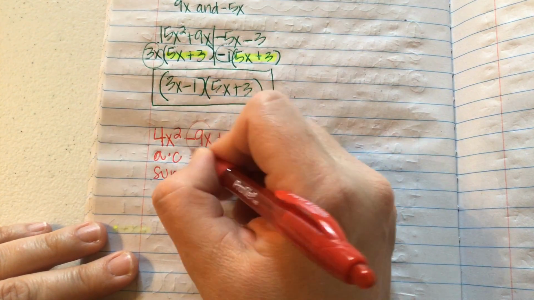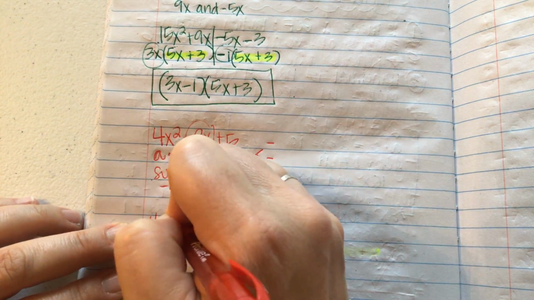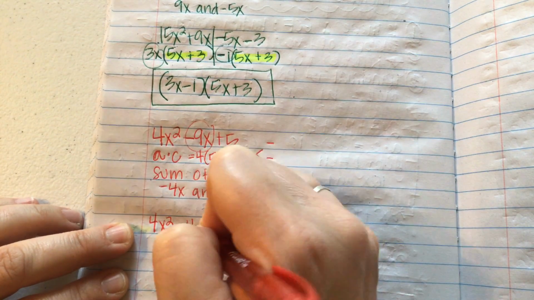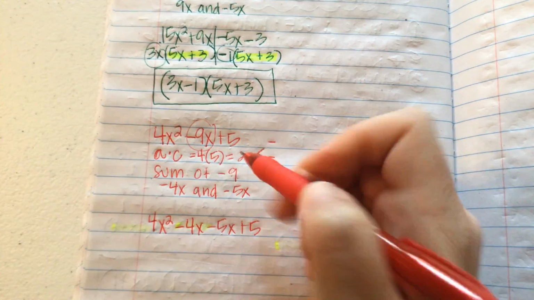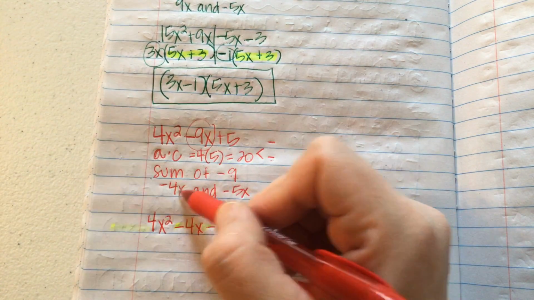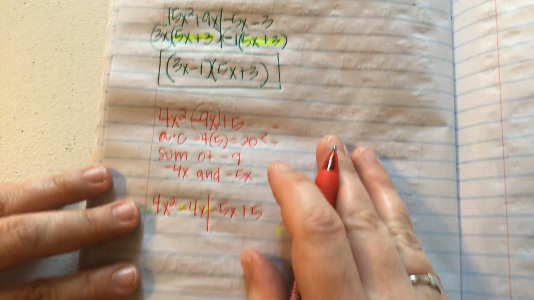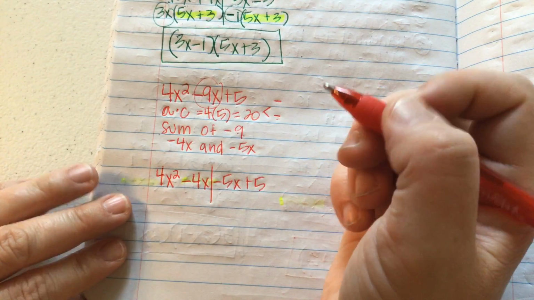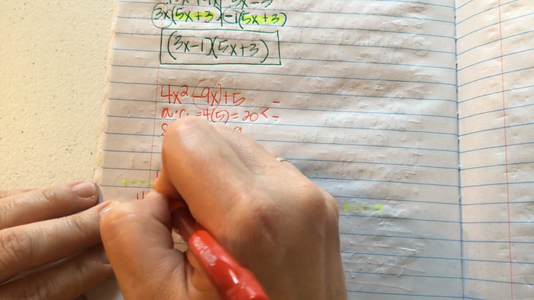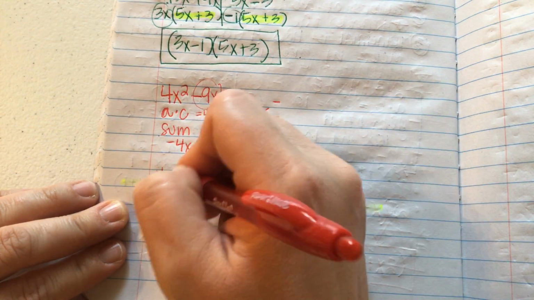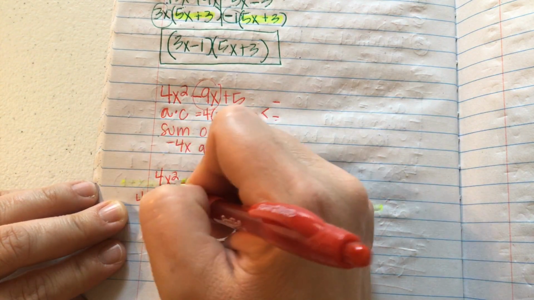So I'm going to replace negative 9x with these two values. 4x squared minus 4x minus 5x plus 5. Again, negative 9x gets replaced with these two factors. I'm going to split it in half, and I'm going to look for GCFs. The GCF of this half is 4x, which leaves behind 4x squared divided by 4x is x. Negative 4x divided by 4x is negative 1.